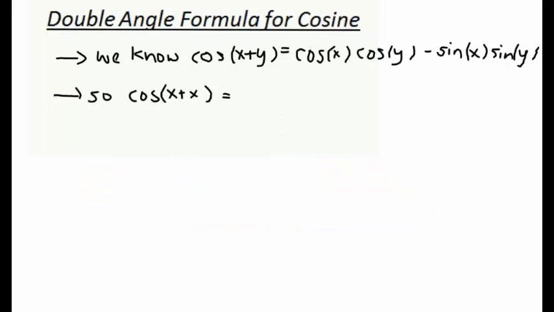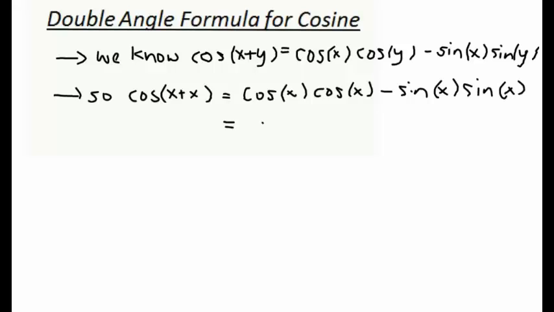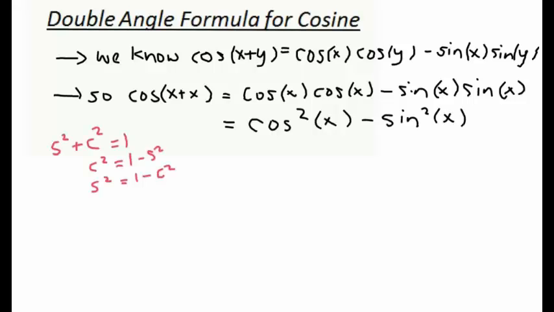Next up, let's try to find the double angle formula for cosine. Recall that the addition formula for cosine looks like the following. Cosine of x plus y is equal to cosine of x, cosine of y, minus sine of x, sine of y. And what we're going to do is take our y and replace that with an x to get cosine of x times cosine of x minus sine of x times sine of x. Well, this is the same thing as cosine squared of x minus sine squared of x.